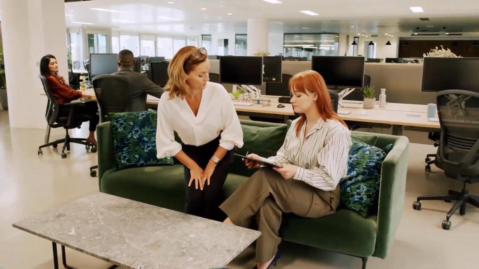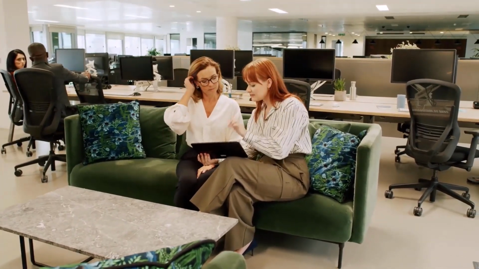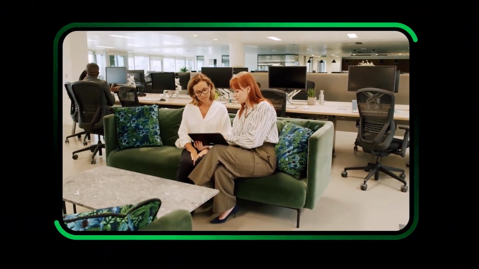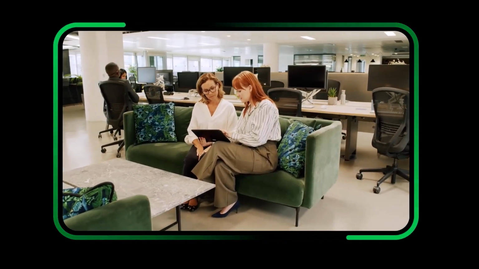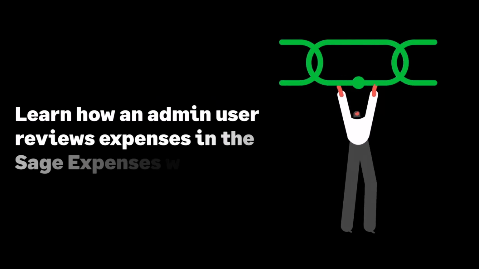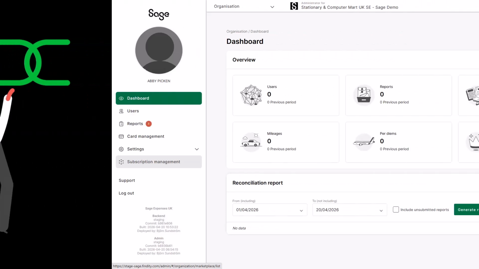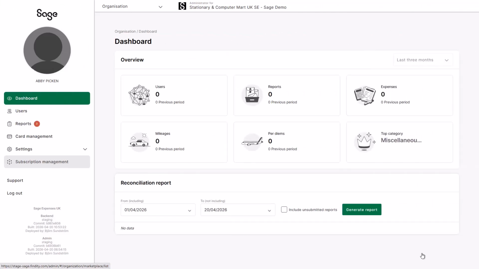Once an expense has been submitted in Sage Expenses, it can either go through an approval step or move straight to administrator review before being sent to Sage 50 accounts. In this video, you'll learn how an admin user reviews expenses in the Sage Expenses web app and sends the data to Sage 50 accounts. First, log in to the Sage Expenses web app as an admin user, then from the navigation panel, click Reports.